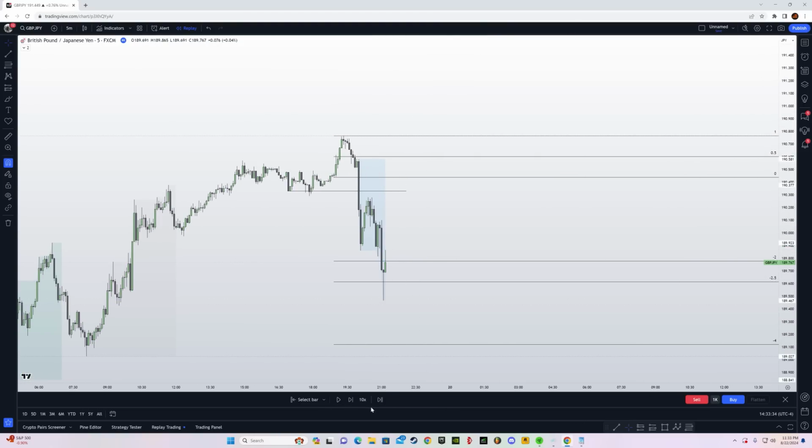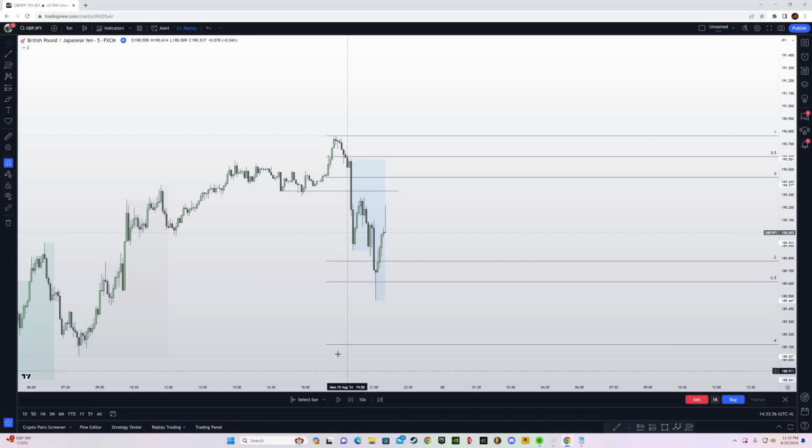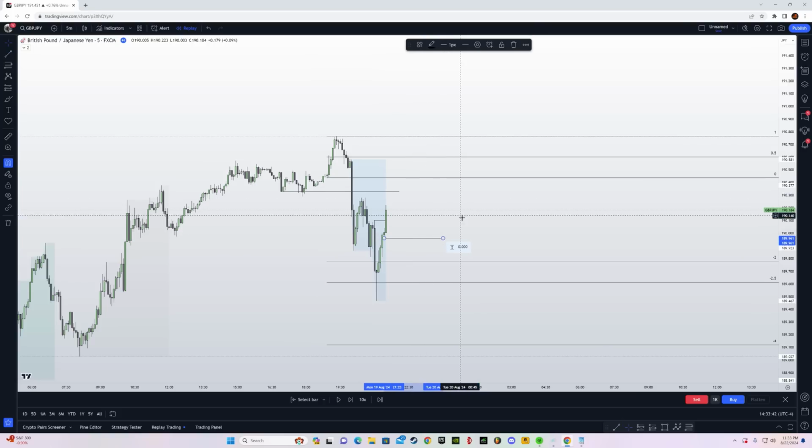And just right there, we reached the -2 and -2.5. So now I'm looking for a shift in the market structure. We have it right here. And just below it here, we have a fair value gap, right? So this would be my entry level. So let me just delete this.